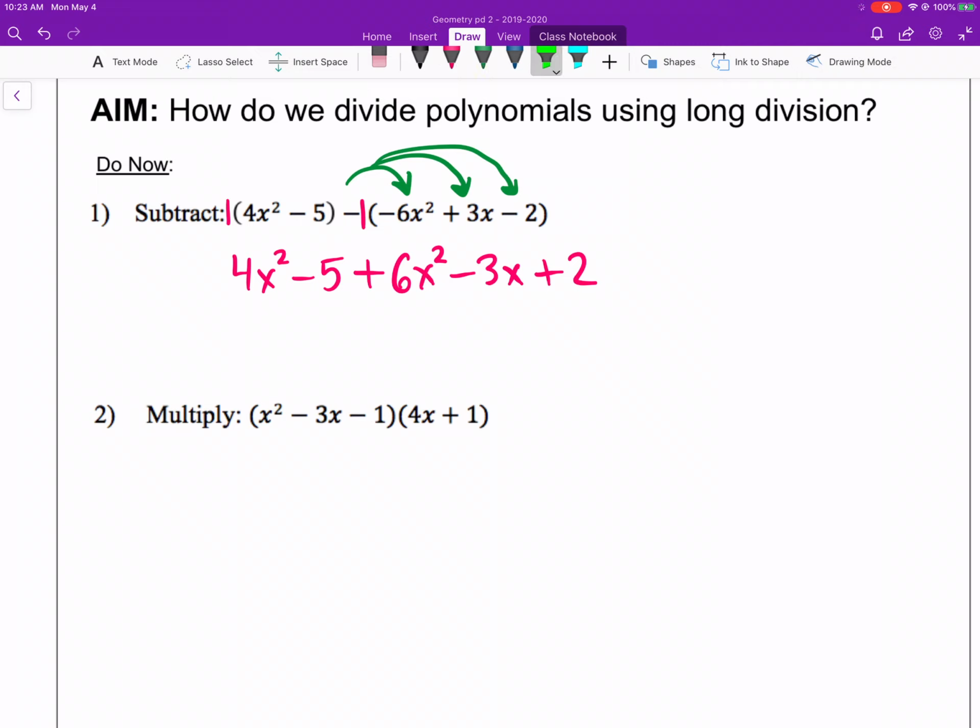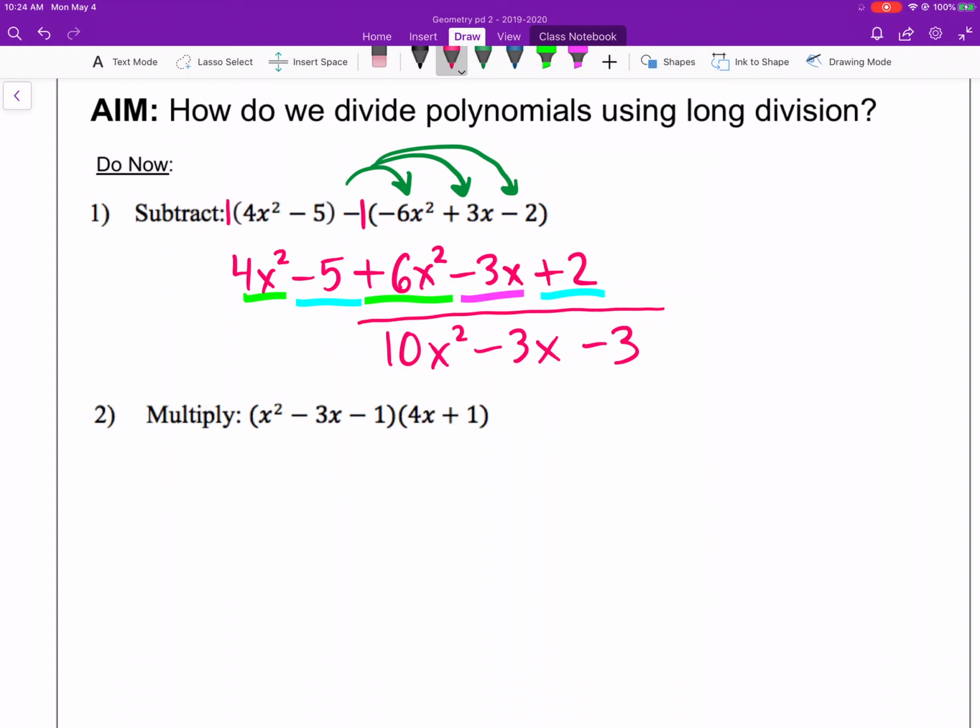Now it's just a game of combining your like terms. So 4x squared and 6x squared are like terms. -5 and 2 are like terms. And -3x does not have any like terms. If you combine now 4x squared and 6x squared, that's 10x squared. Then I'm going to write the x term, because just to keep it in standard form, you write the x squared term, then the x's, and then the constants. Your constants go last, so -5 plus 2 is -3. And if you don't know that, that's fine. Type it in your calculator. -5 plus 2, -3.